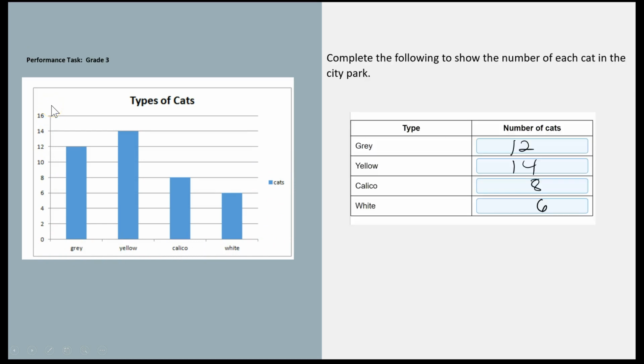Question 1. Complete the following to show the number of each cat in the city park. In this question, scholars will enter the total number of the types of cats identified by the bar graph into the table. So let's take a look. There are 12 gray cats, 14 yellow cats, 8 calico cats, and 6 white cats.